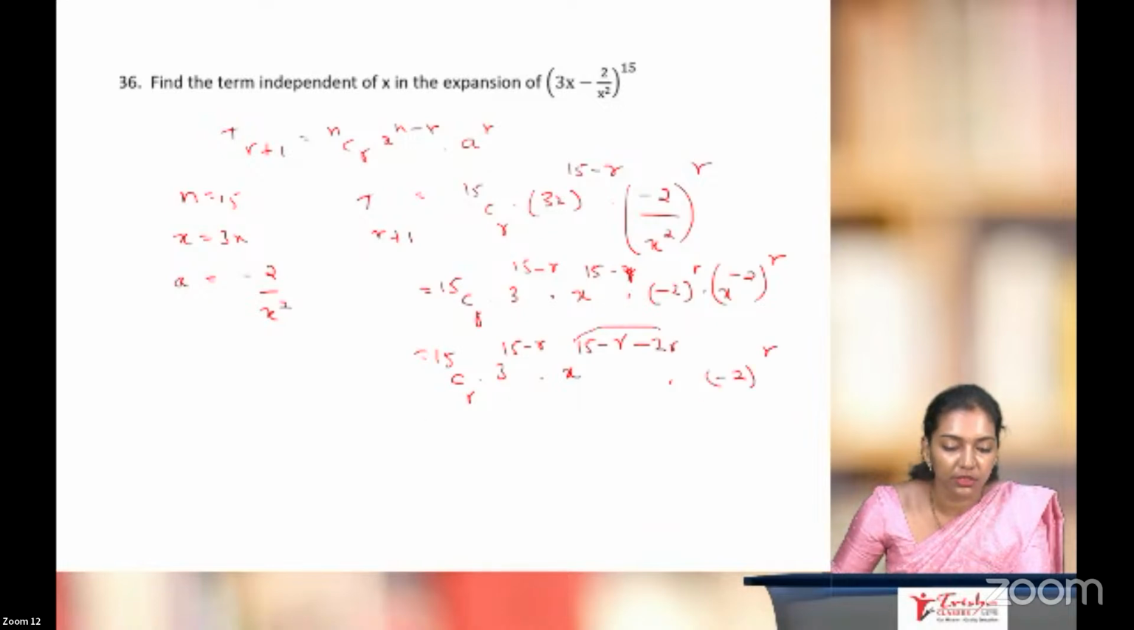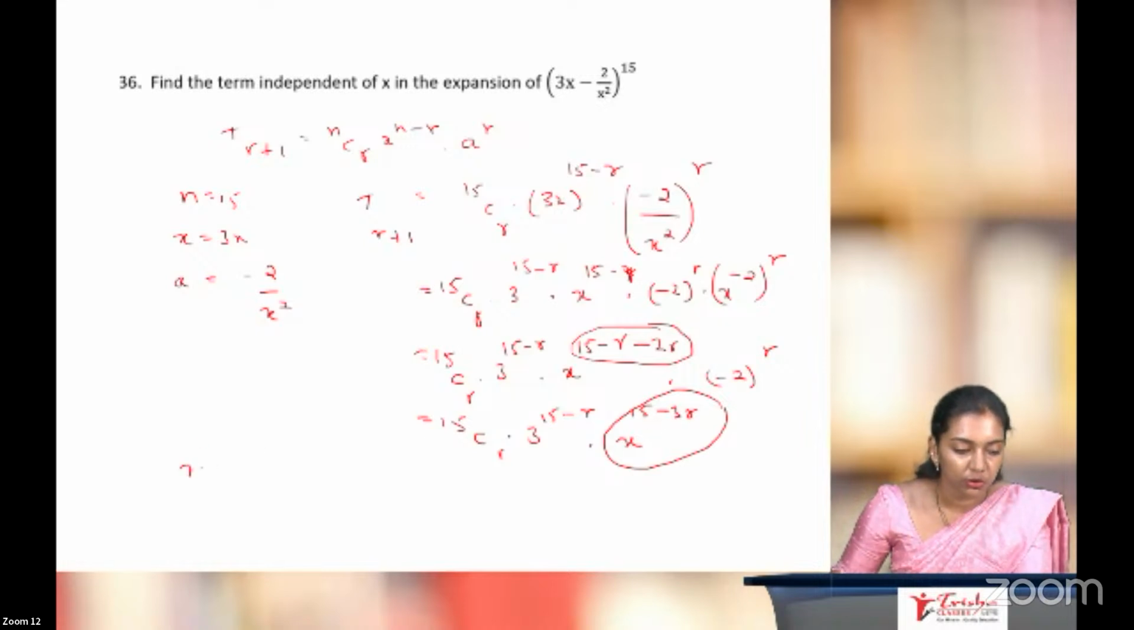So here you simplify this part. 15Cr, 3 to the power 15 minus r into x to the power 15 minus 3r. Now what you have to do? You have collected the powers of x. Equate it to 0. Term independent of x means the power of x should be 0. So 0 equal to 15 minus 3r, 3r equal to 15 or r equal to 5. You got r value.